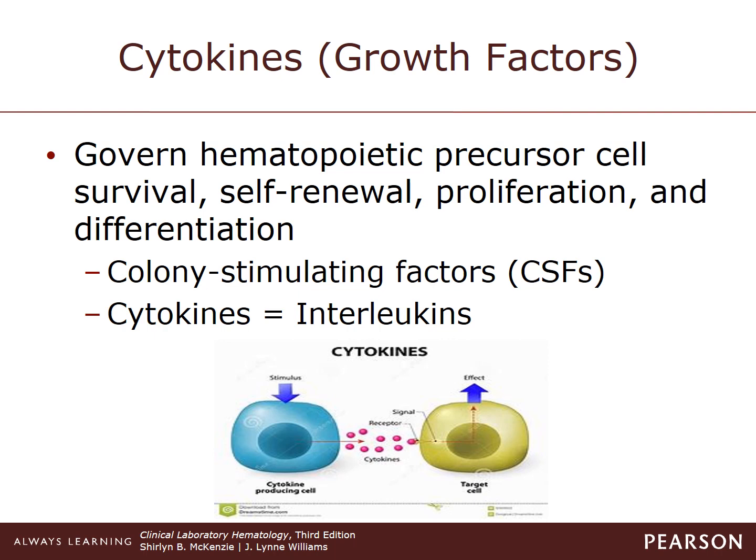Now, specific glycoproteins called growth factors or cytokines govern the precursor cell survival, self-renewal, proliferation, and differentiation. Growth factor control of hematopoiesis is highly efficient, and there's a communication system that allows the coordinated increases in the production and functional activity of the appropriate cell type without the expansion of irrelevant ones. The first identified growth factors were described as colony-stimulating factors because they supported the growth of these colonies in vitro cultures.